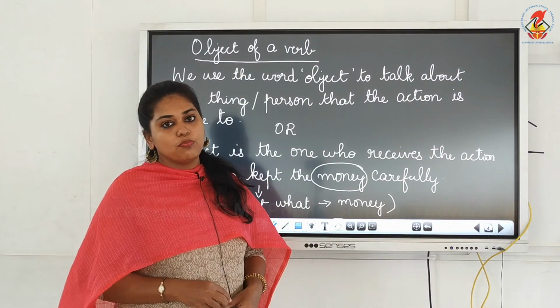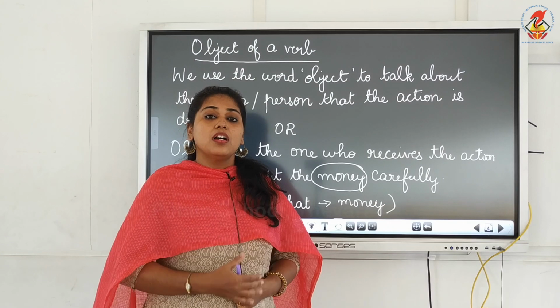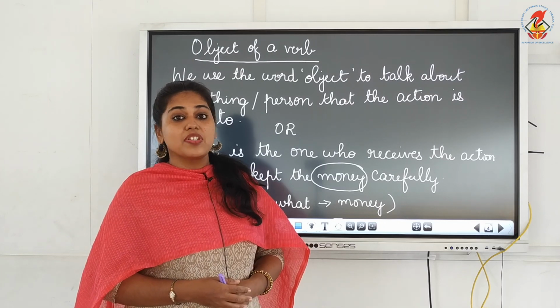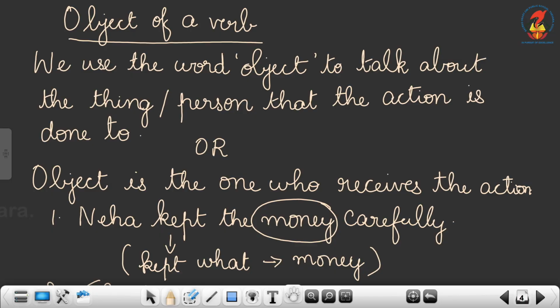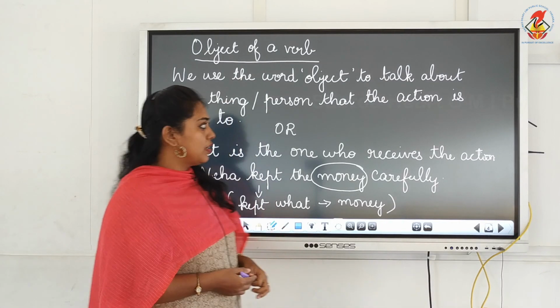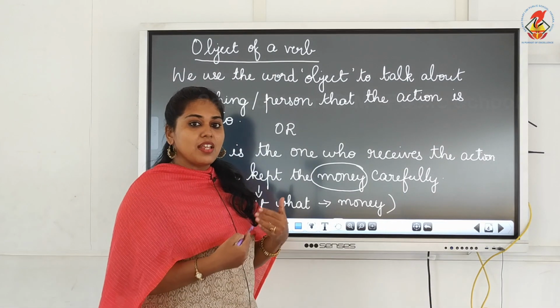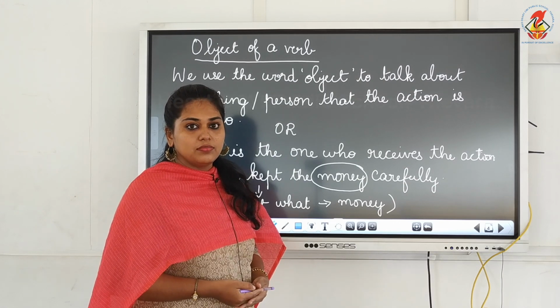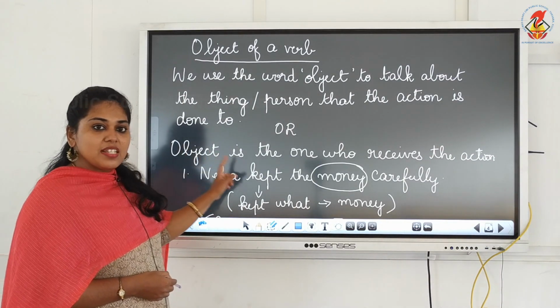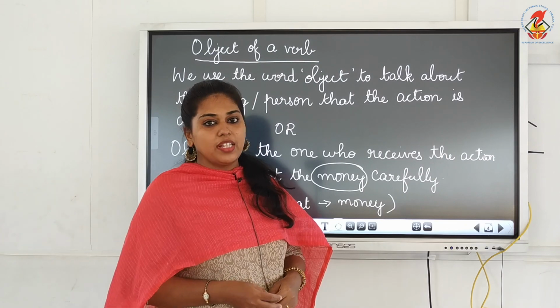Now let's see what we mean by an object of a verb. If subject is the doer of the action, an object is the receiver of the action. The textbook definition is, we use the word object to talk about the thing or person that the action is done to, to whom the action is done, or to what the action is done. Okay, whether the action is done to a thing or a person, that is what we call an object. Otherwise, object is the receiver of the action. You will be more clear when you look at the example.